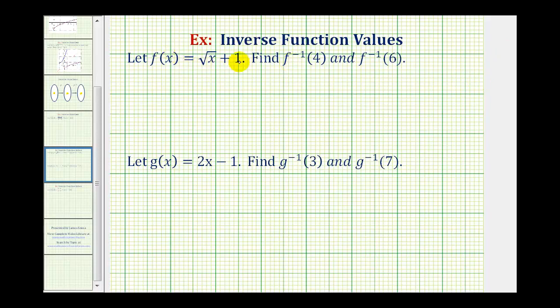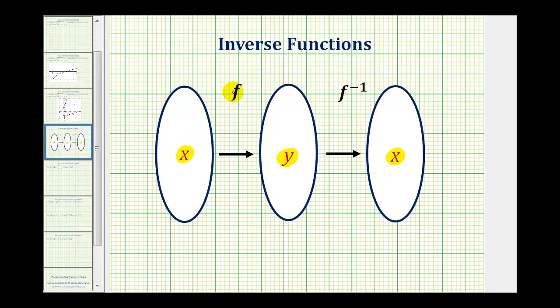In these examples, we're given a function and asked to determine inverse function values. And for these, I want to show how we can find these inverse function values without actually determining the inverse function. To understand how this works, we need to remember that the inverse function undoes the operation of the original function f of x. So if x is the input into the original function and y is the output, this y value becomes the input into the inverse function, which returns the original value of x.